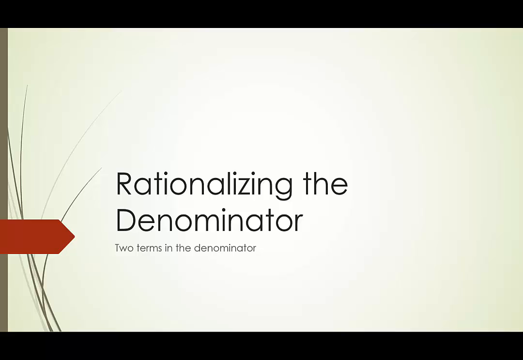In this video, we're going to look at rationalizing the denominator. Specifically, we're going to look at examples where there are two terms in the denominator. So if there are two terms in the denominator, let's just call those terms a plus b. So we're going to have x over a plus b.